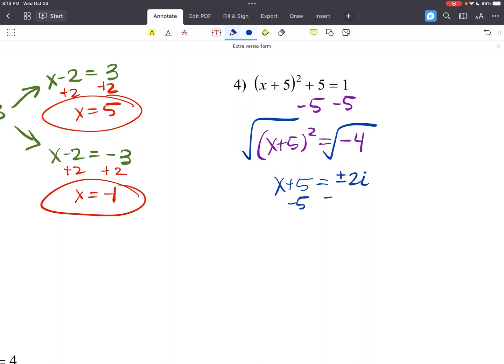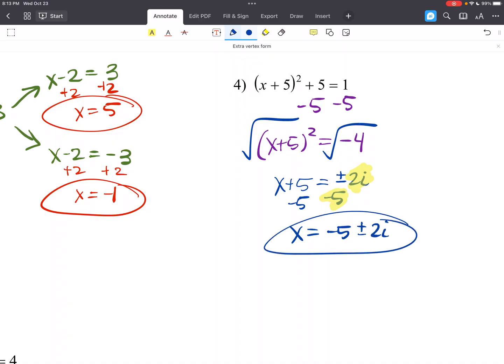So we subtract 5 and subtract 5. Remember, you cannot combine these two because one's imaginary and one's a real number. So x is equal to negative 5 plus or minus 2i. These are your two answers because we have negative 5 plus 2i and we have negative 5 minus 2i.